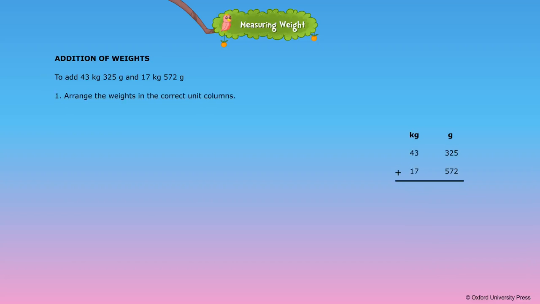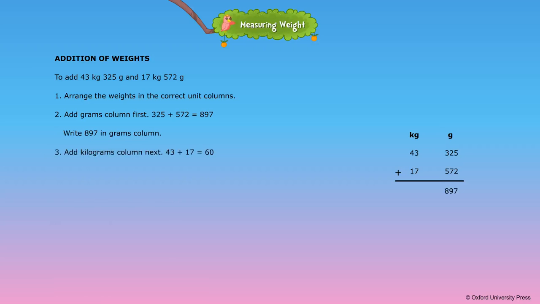Addition of weights. To add 43 kilograms 325 grams and 17 kilograms 572 grams: 1. Arrange the weights in the correct unit columns. 2. Add grams column first. 325 plus 572 is equal to 897. Write 897 in grams column. 3. Add kilograms column next. 43 plus 17 is equal to 60. Write 60 in the kilograms column. So, 43 kilograms 325 grams plus 17 kilograms 572 grams is equal to 60 kilograms 897 grams.